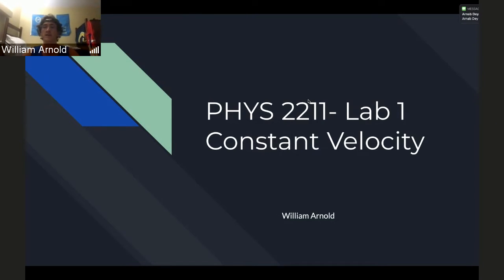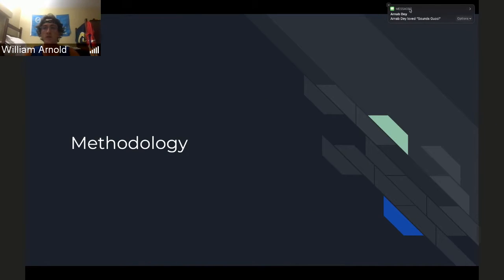on constant velocity. First, I'm very quickly going to go over the methodology for this lab, which includes the setup, measurements, and variables that I used in order to obtain the ultimate conclusion on constant velocity.